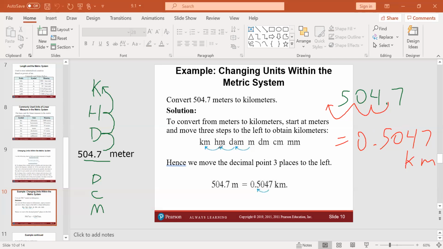Now, here they write the King Henry died from left to right, which is a good strategy. Look at how they do it. If you're starting with meters, you have to move 1, 2, 3 places to the left, and thus you're also going to be moving the decimal 3 places to the left. So that's another way to remember your King Henry died. But I just remembered it up and down from my school days.